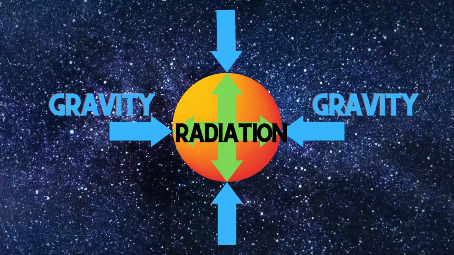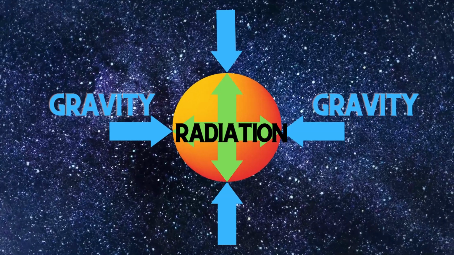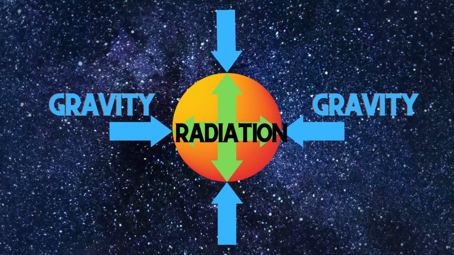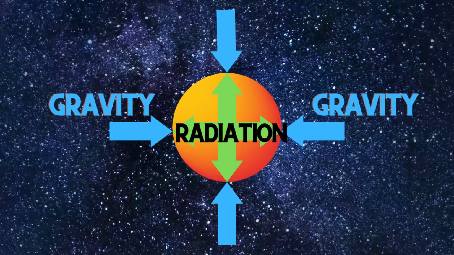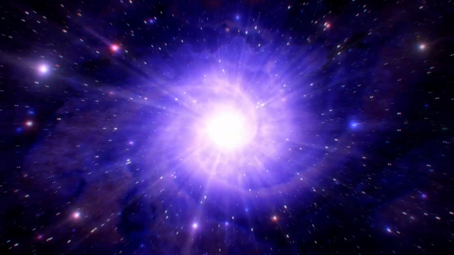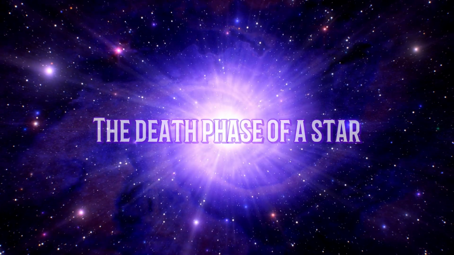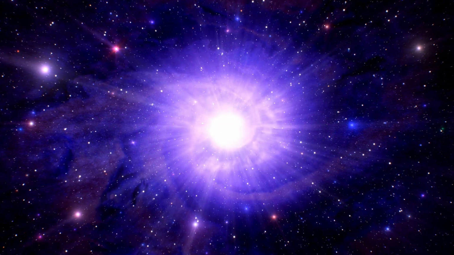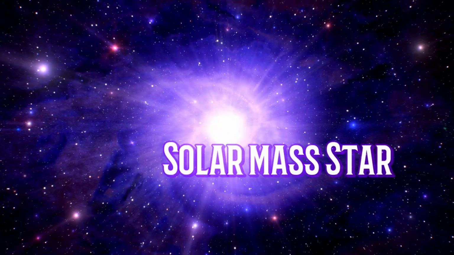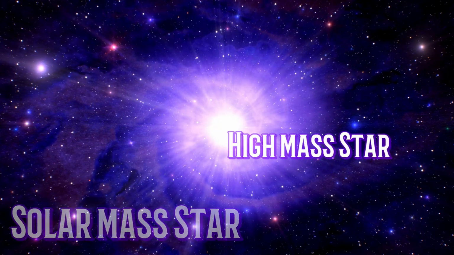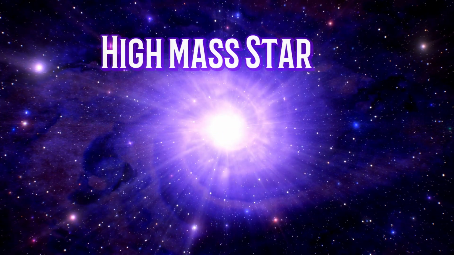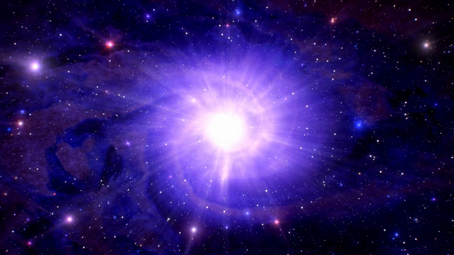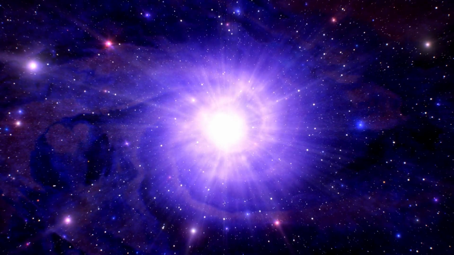The size, luminosity and temperature will remain stable because the outward radiation pressure from nuclear fusion is equal to the inward acting gravitational forces. The death phase of a star will depend on its size. A star is classed as either a solar mass star, about the size of our Sun, or a high mass star, which is much more vast. High-mass stars have a shorter lifespan because the hydrogen fuel for nuclear fusion is depleted much more quickly.